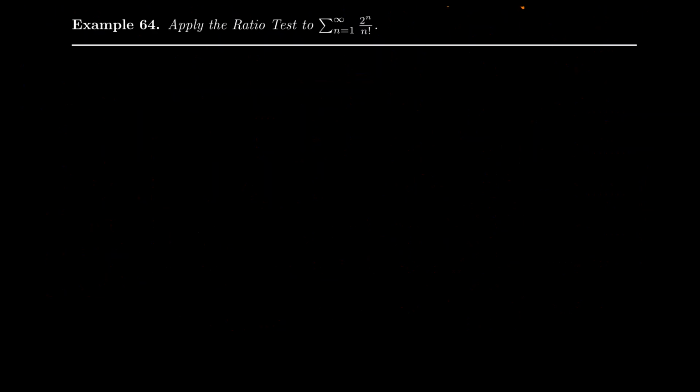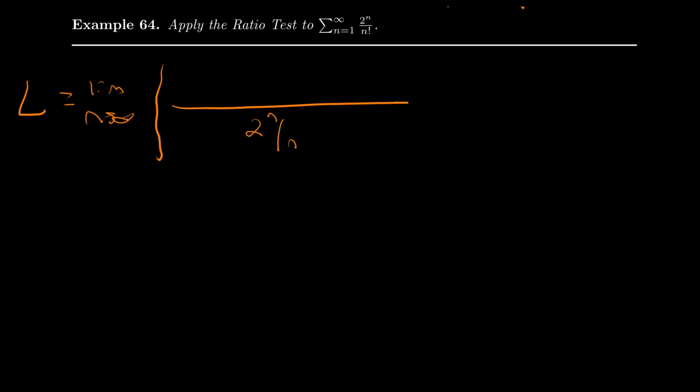Let's do another one. I love these. Okay? Ratio test to this bad boy. We're going to look at L equals the limit as n goes to infinity of the absolute value of, on the bottom, we just copy and paste 2 to the n over n factorial. Okay? On the top, we don't copy and paste. We add 1 everywhere there's an n. That's what we're figuring out.